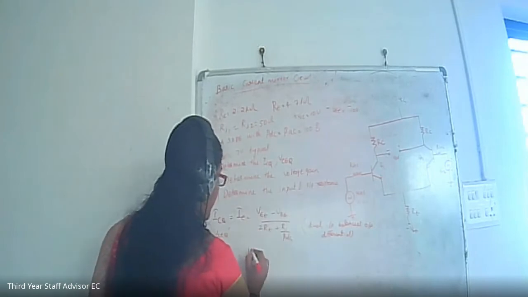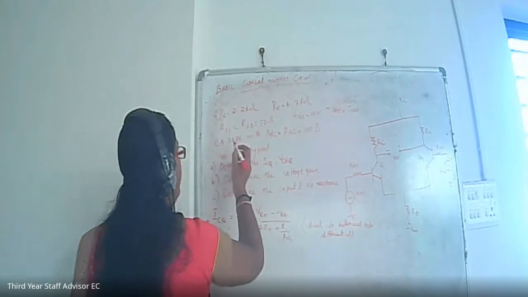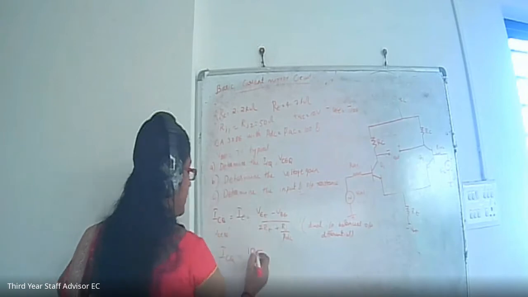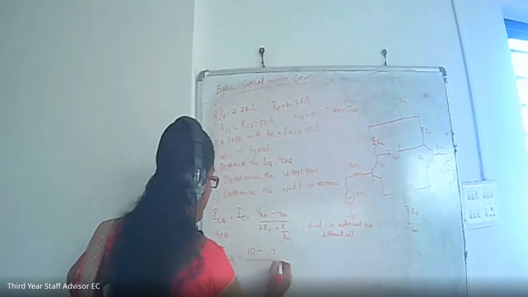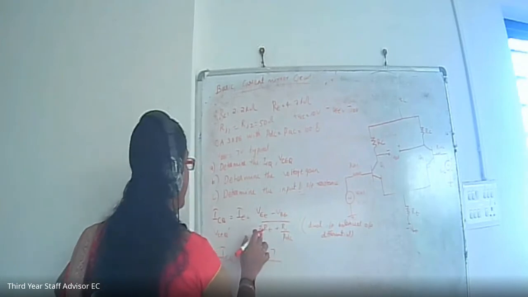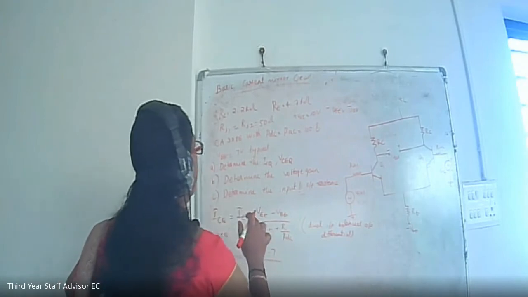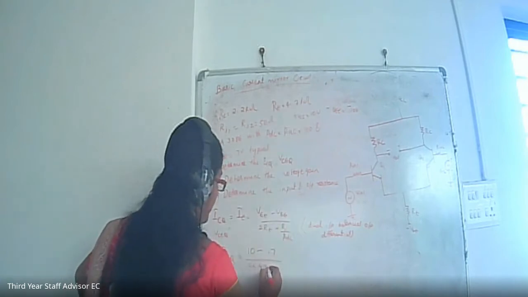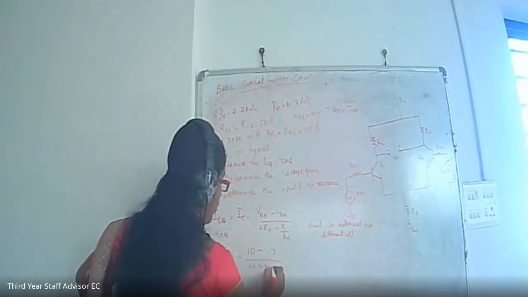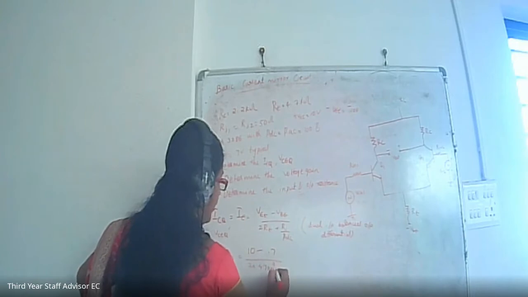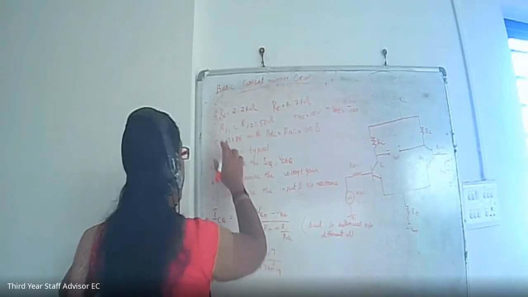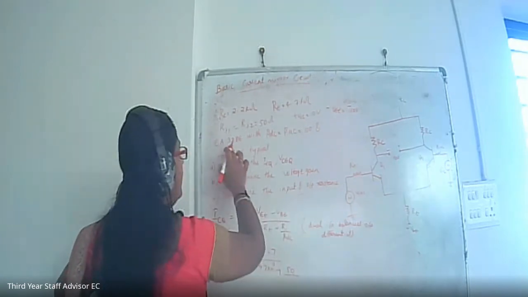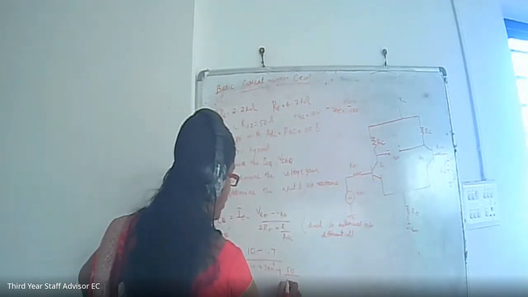So VEE equal to 10 minus VBE. What is VBE? VBE is the base to emitter voltage. It is a diode junction, so its value will be 0.7. So (10 minus 0.7) divided by 2 into, what is RE? RE value equal to 4.7 kilo ohm. 4.7 kilo ohm can be converted into ohms: 4.7 into 10 raised to 3, plus, what is Ri? Ri is equal to 50 ohm. 50 divided by, what is beta DC? Beta DC equal to 100. So 100. Okay.